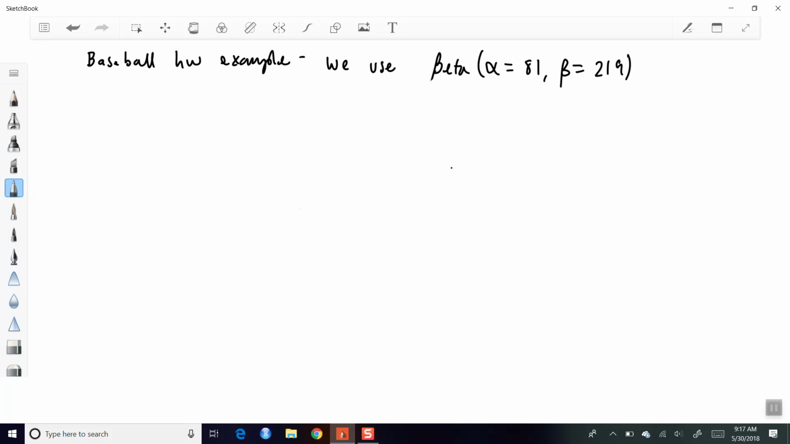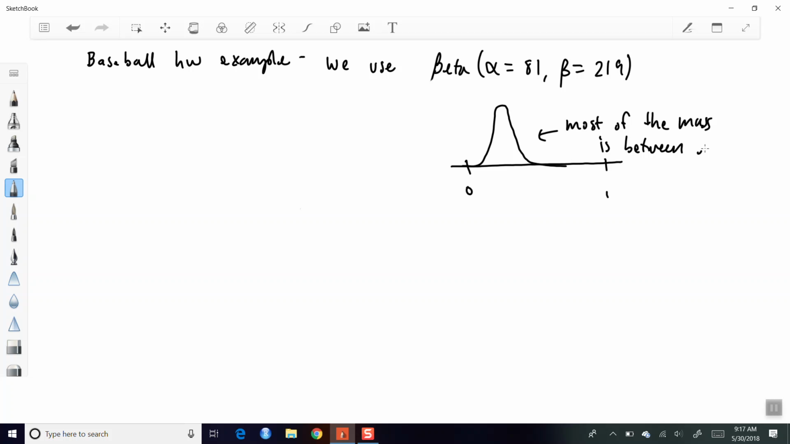We said, when we look at 0 to 1, this thing will put most of its mass between like 0.2 and 0.35 or something, okay? Which reflected our prior feelings about batting averages, okay?